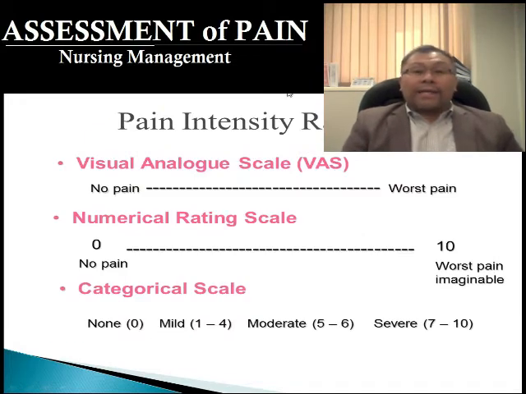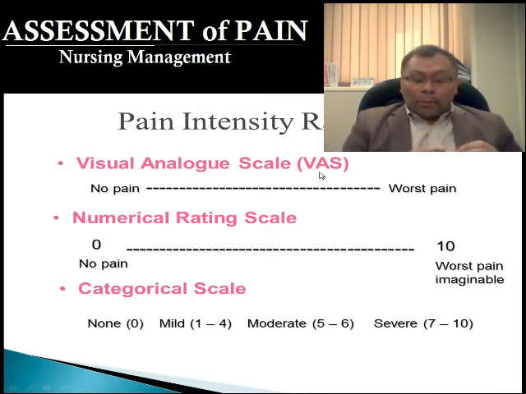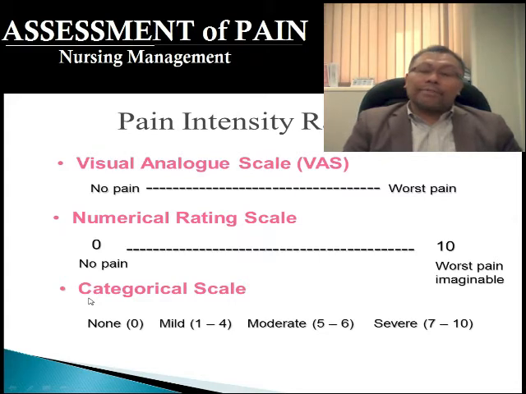And then next, this is the time you are going to know the scaling, no? The pain intensity rating scales. So we have the visual analog scale, or VAS. No pain to worst pain. And then we have the numerical rating scale from no pain, which is 0, up to 10, which is worst pain imaginable. So we have the categorical scale: 0, none; 1 to 4, mild; moderate, 5 to 6; then severe pain from 7 to 10.